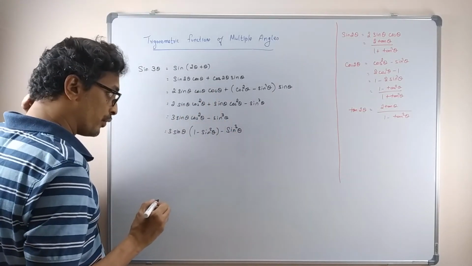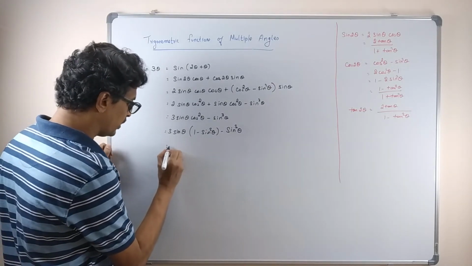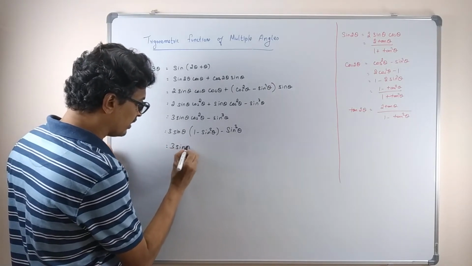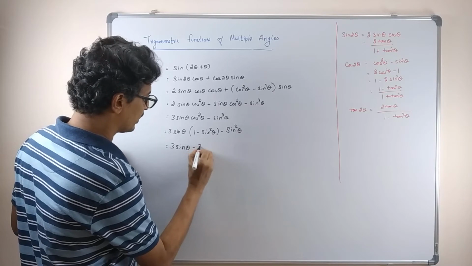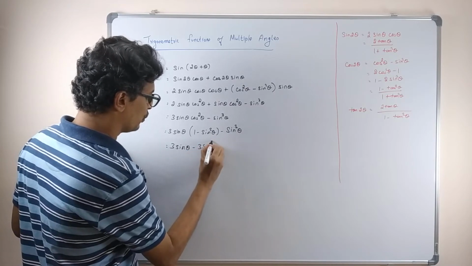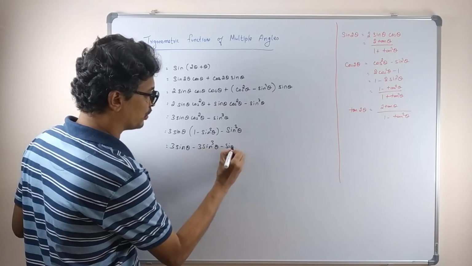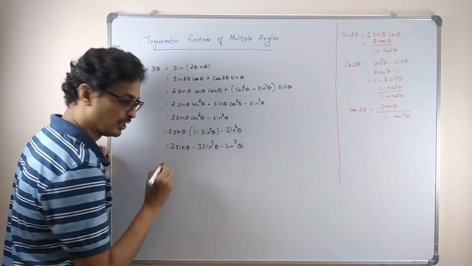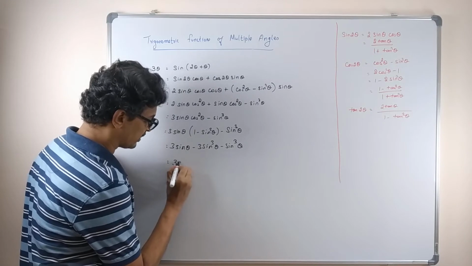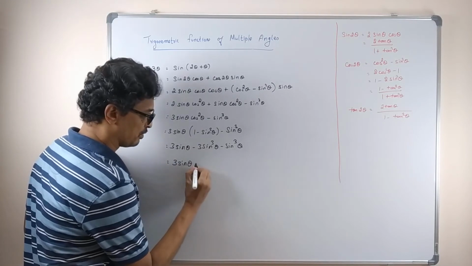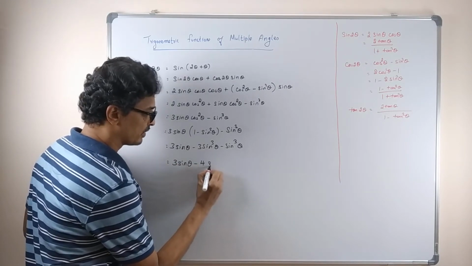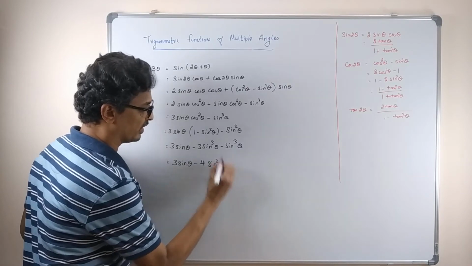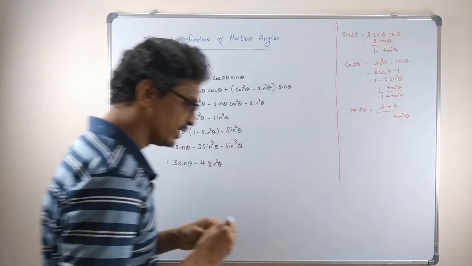Good? So what will it be? The answer is simple. This will be 3 sin theta minus 3 sin cube theta minus sin cube theta. Correct? So these two will get added up and become 4. Therefore the formula is 3 sin theta minus 4 sin cube theta. So this is the formula for sin 3 theta.